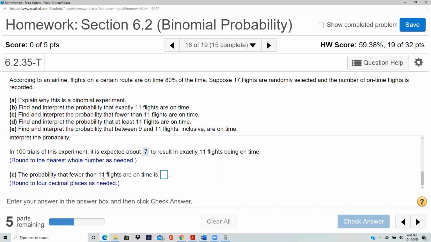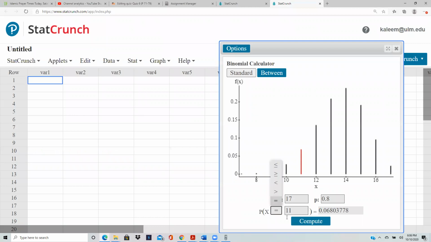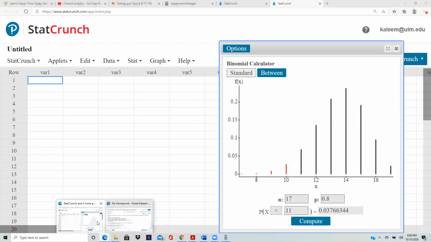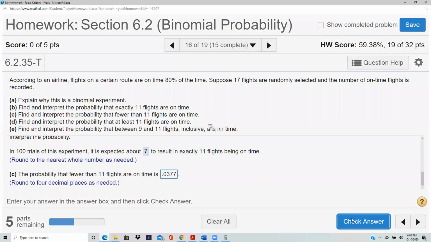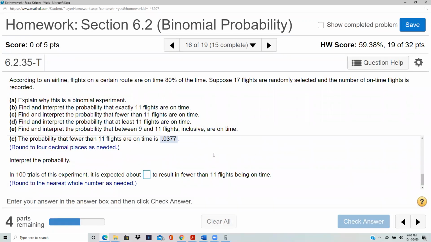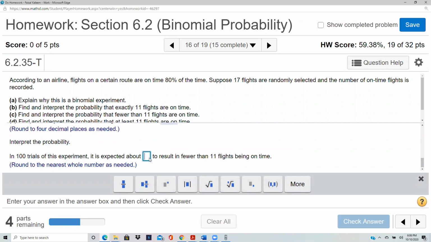Fewer than 11 flights. So now you do fewer than 11, which means less than 11. 0.0377. And again, if you do it 100 times, multiply by 100, so 3.77 rounds to 4.